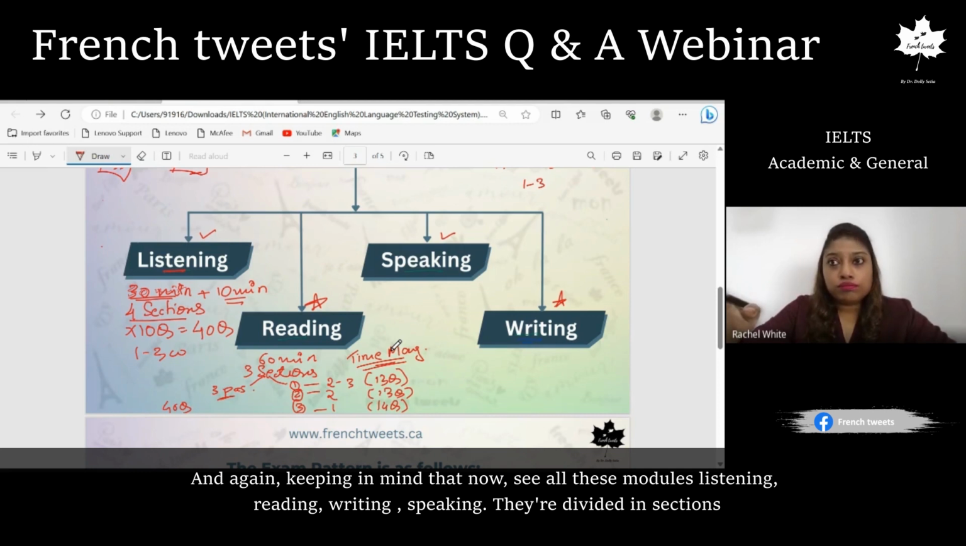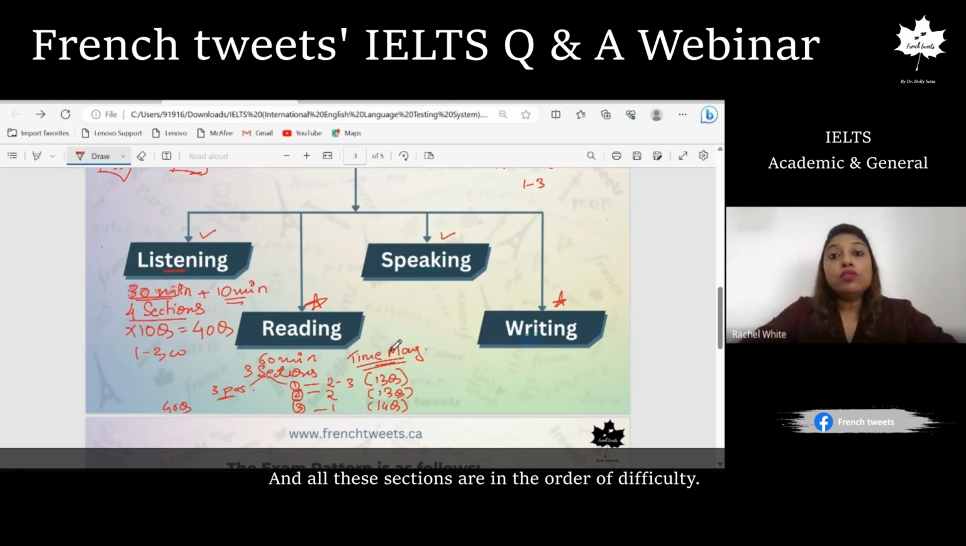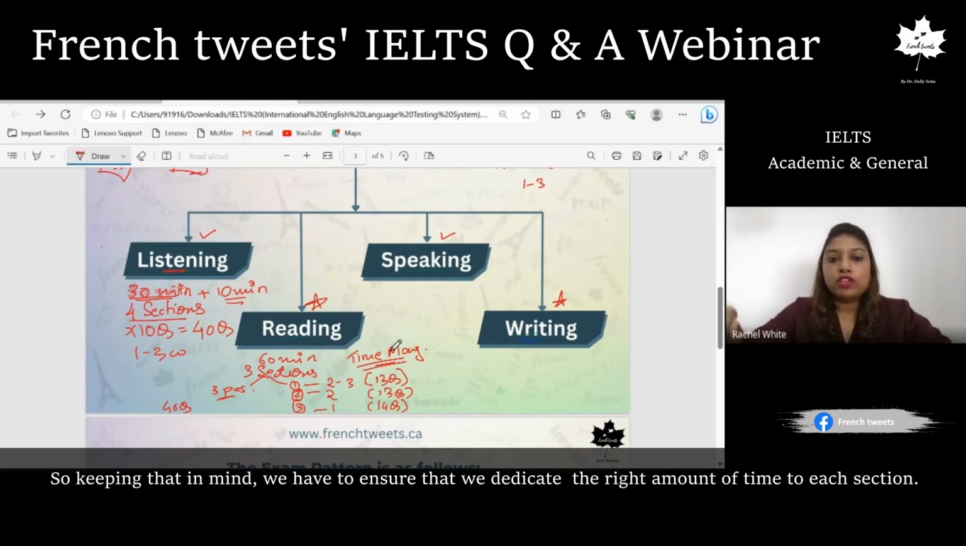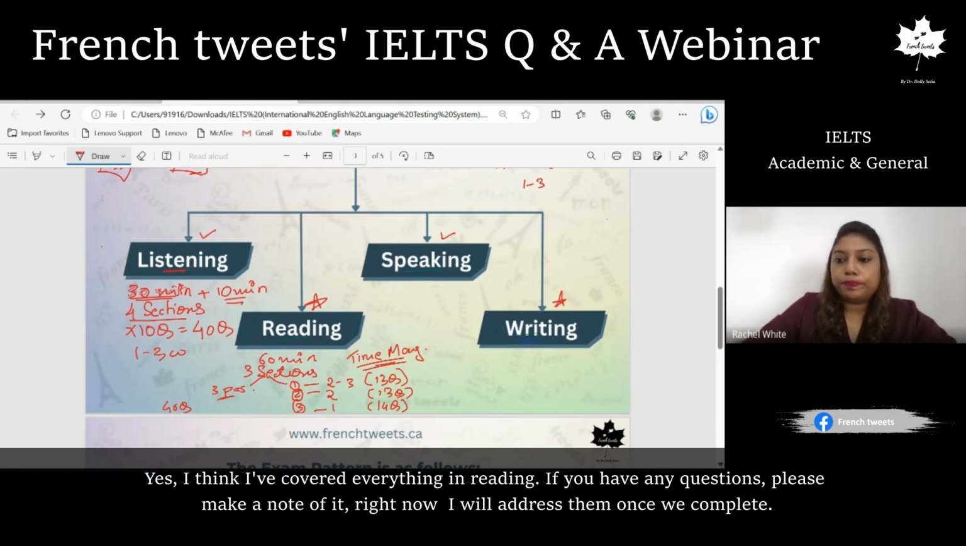Okay, and again, keeping in mind that all these modules, listening, reading, writing, speaking, are divided in sections. Okay, 2, 3, and 4 sections. And all these sections are in the order of difficulty. So section 1 is the easiest one. Section 4 or 3 will be the most difficult one. So keeping that in mind, we have to ensure that we dedicate the right amount of time for each section. Okay, that will be taught to you further when you're enrolled for the training.